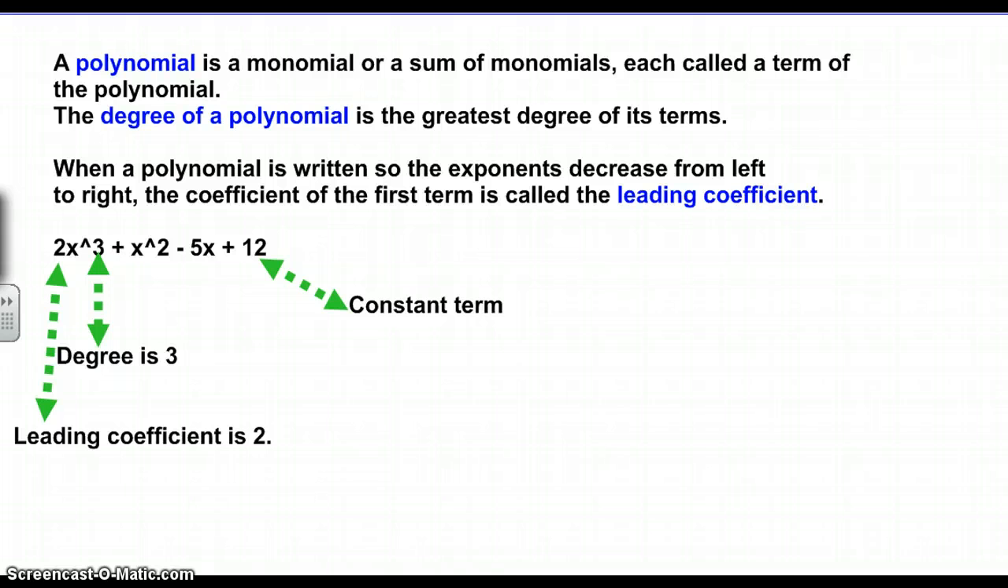The degree of the polynomial is 3 because the degree of a polynomial is the degree of the highest term. So in this case it's the third. And the leading coefficient is 2 because that's the coefficient before the first term, the one that leads the string of terms.